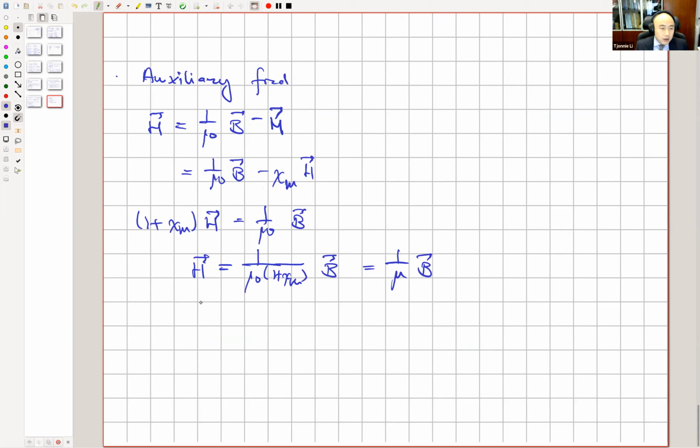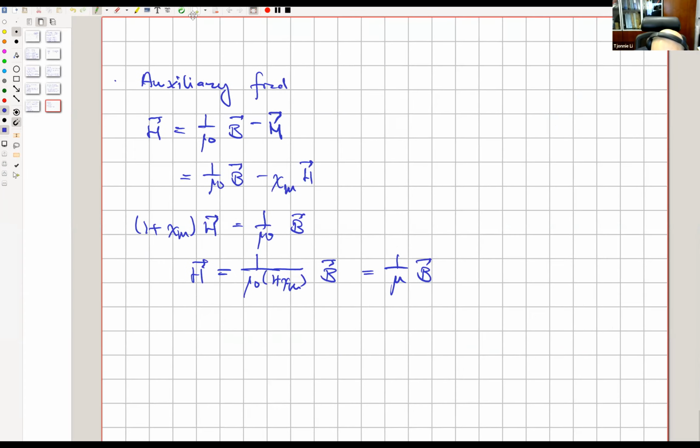Okay, let's take a look at these linear materials, and let's see if we can do some examples. Let's see if we can come up with some examples and test our knowledge in this case.